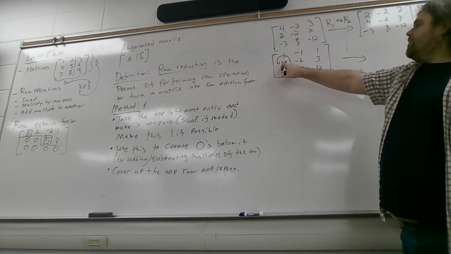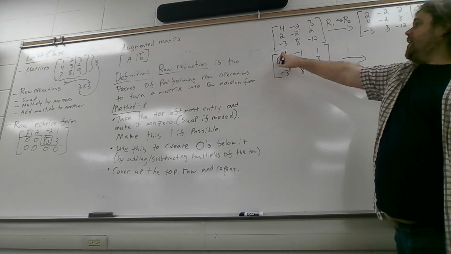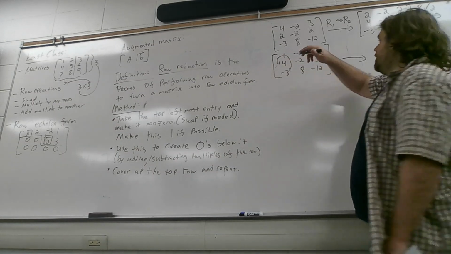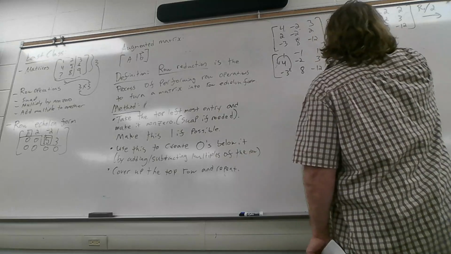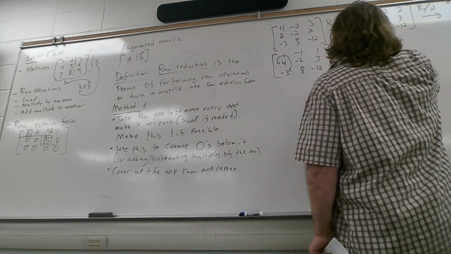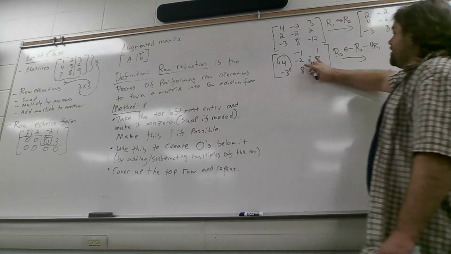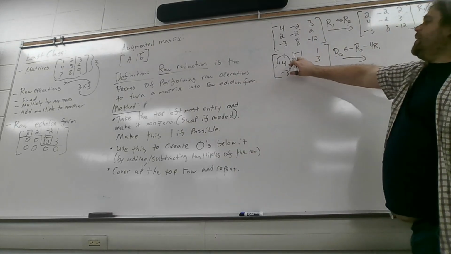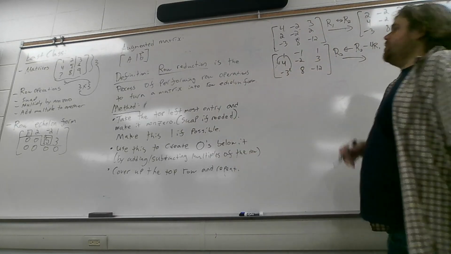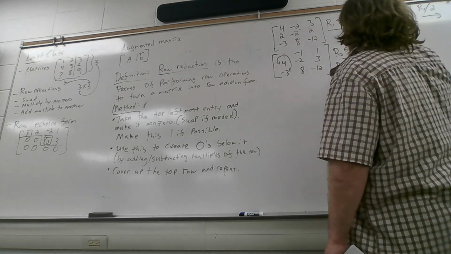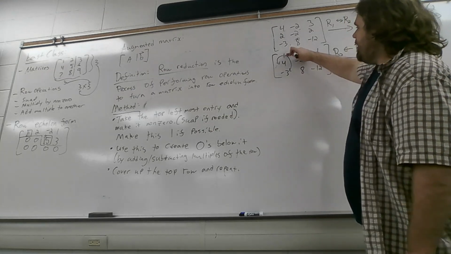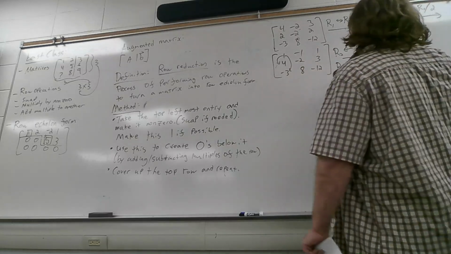Well, if we want to make this a 0, we have to subtract 4 times this from this. So row 2 is going to become row 2 minus 4 row 1, right? That's going to do stuff to these other entries, but the important thing is it makes that a 0. And we do the same thing here. Row 3, that's going to become 3 times this added to that.